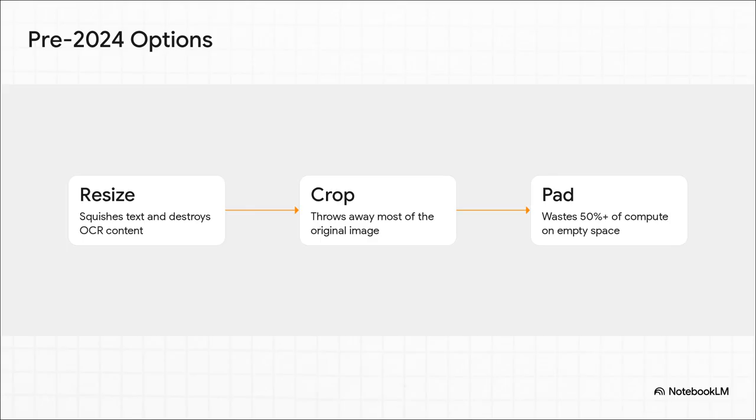Option 2, you crop it to a fixed aspect ratio. Sure, the text isn't squished anymore, but you are literally throwing away most of the actual image data. Plus, figuring out the right spot to crop is a whole separate vision problem in itself. And then option 3, pad the image to its longest side. That fixes the distortion, but because of how quadratic attention costs work, you end up wasting 50% or more of your expensive compute tokens processing absolute, literal empty space.